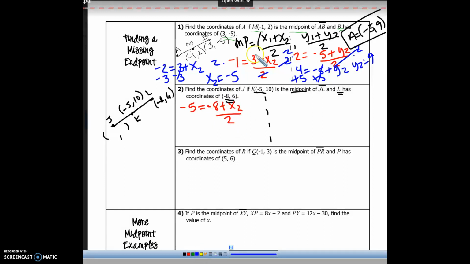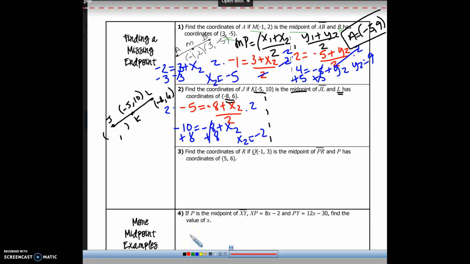Now we're going to solve it. So we're going to multiply both sides by 2. We're going to get -10 equals -8 plus x2. Get that by itself. I'm going to add over the 8. And x2 is going to equal -2. So that's part of my answer.